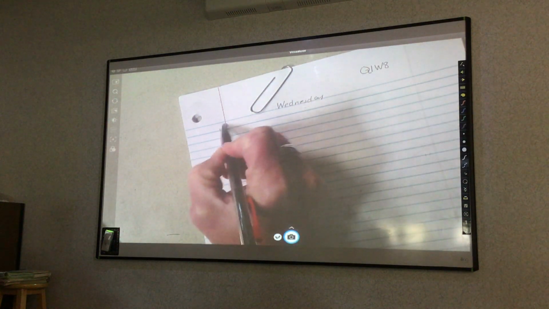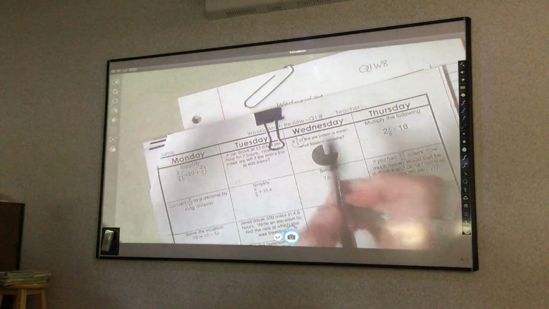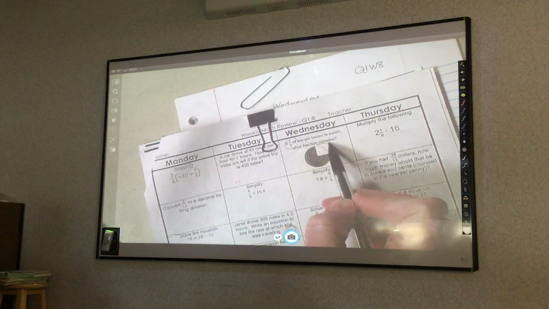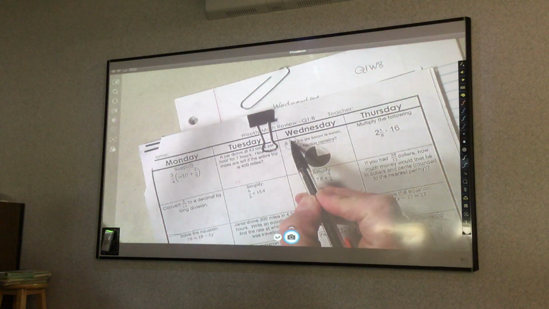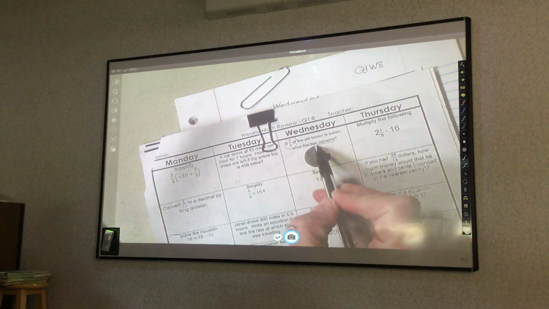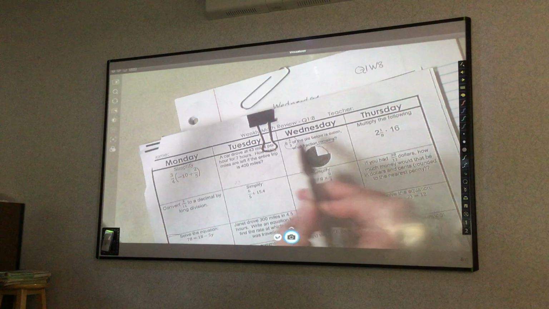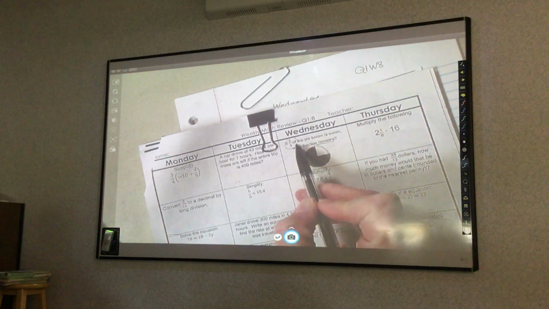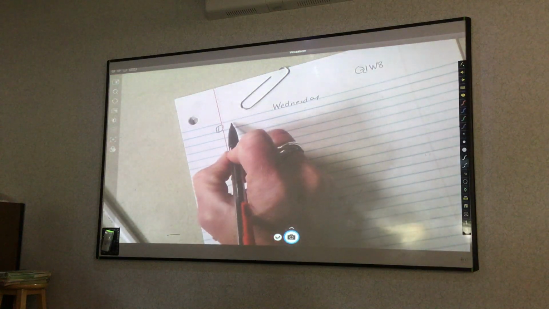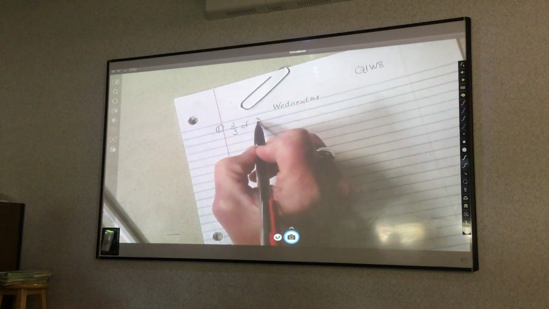Number 1 says, if 2/3 of the pie below is eaten, what fraction remains? First, we need to find 2/3 of the pie below. How much of this pie is here? What fraction is it? 3/4. So I need to find 2/3 of 3/4. That's my starter. That's what I need to do.